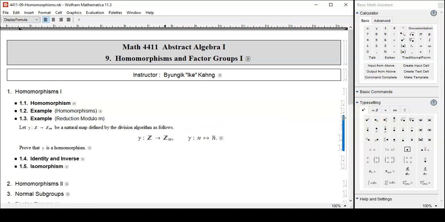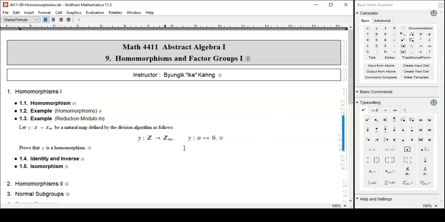Reduction modulo m. Apparently our textbook author thinks this one is maybe a bit harder or maybe a little bit more important. Whatever he must have thought, he separated it as something and then named it accordingly. But in my opinion, this one's just as trivial. Okay, here we go. Let gamma from Z to Z_m be a natural map, n to n bar. Then we have to prove that gamma is a homomorphism.